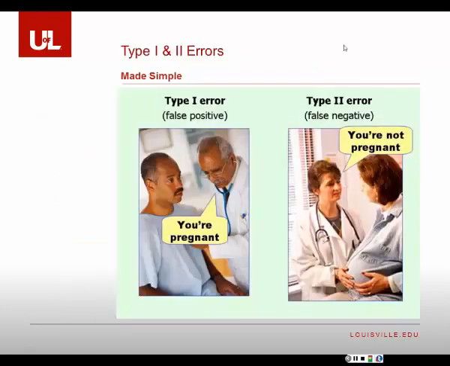So here's an example in a picture. All right, so it's as easy as I can make it. Here's a guy. As far as we know, men can't get pregnant, right? So, type 1 error is a false positive. You're pregnant. Remember, this is the dude. Can't get pregnant. All right. Here, you have a false negative. You're not pregnant when she clearly is. Right. That is the difference between the two.